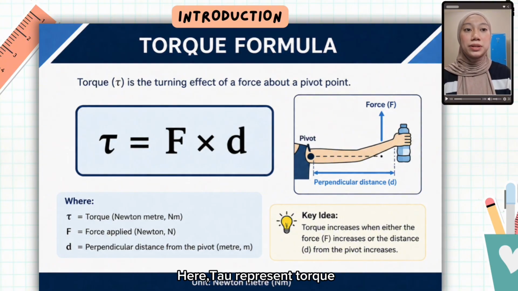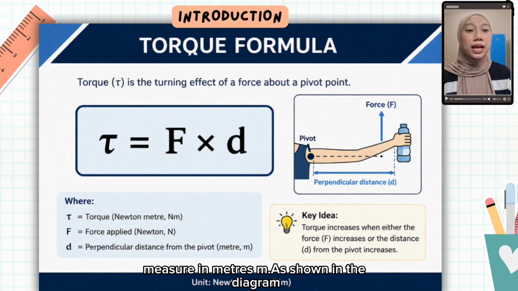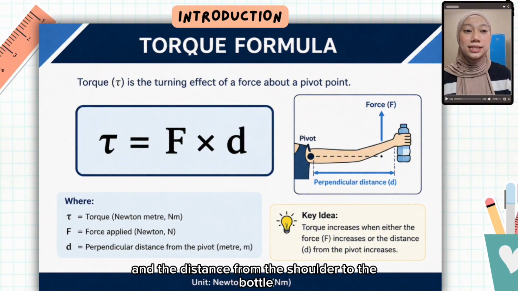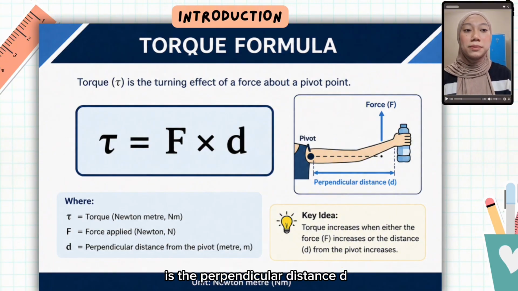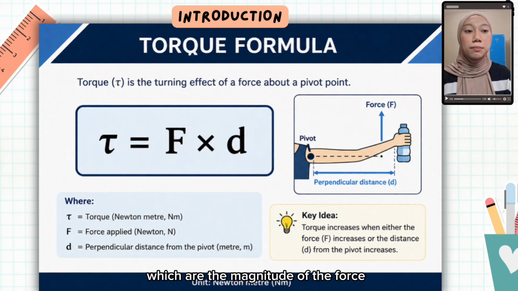Here, tau represents torque, which is measured in newton meters, N·m. F is the force applied, measured in newtons, N, while d is the perpendicular distance from the pivot point, measured in meters, m. As shown in the diagram, the shoulder acts as the pivot point. The water bottle represents the load, and the distance from the shoulder to the bottle is the perpendicular distance d. From this formula, we can see that the torque depends on two factors, which are the magnitude of the force and the distance from the pivot.